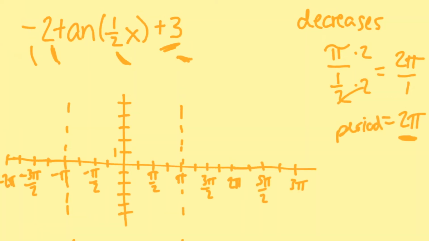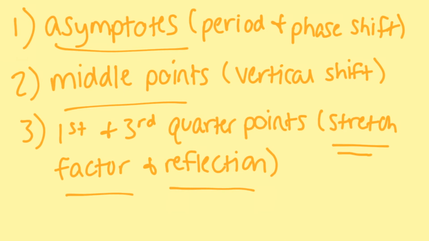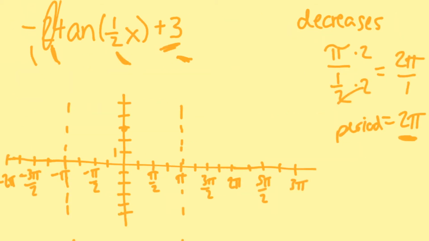Then we're going to do the middle points. It's shifted up 3. So we're going to draw a point there. And finally, we can do the first and third quarter points. The stretch factor is 2. So our first quarter point, halfway between our asymptote and the midpoint, which was on this line, is going to be somewhere on here. And then the third quarter is going to be somewhere on this line at pi over 2.